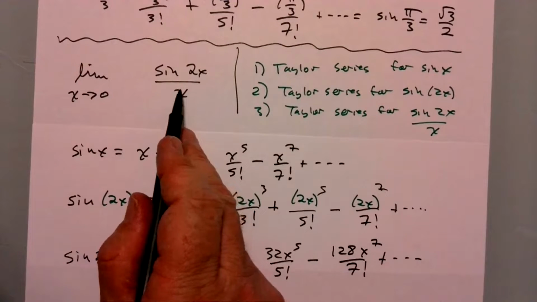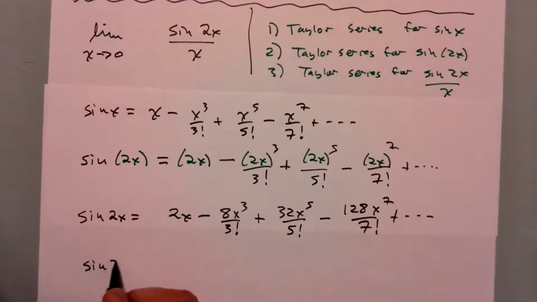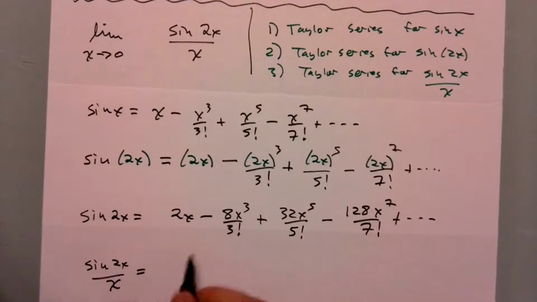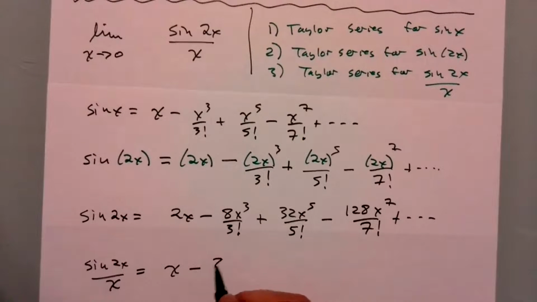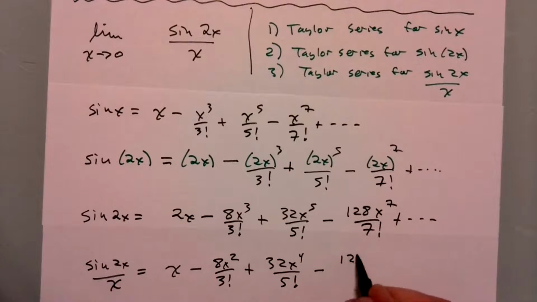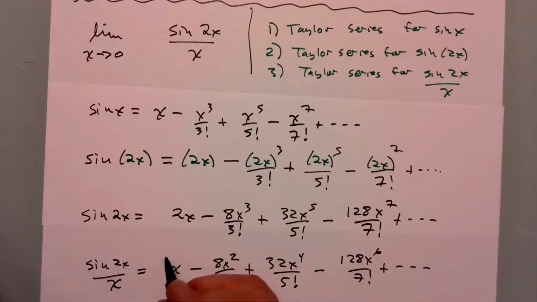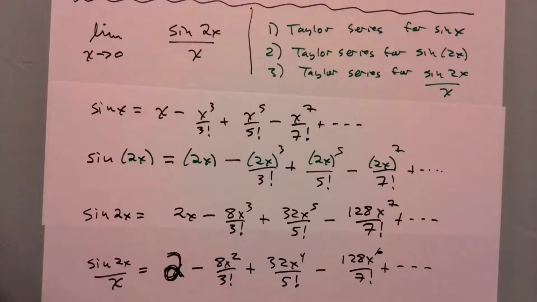And then remember, we want sine 2x over x. So we've got to divide each one of those things by x. So sine 2x divided by x, 2x divided by x is x minus 8x squared over 3 factorial plus 32x to the 4th over 5 factorial minus 128x to the 6th over 7 factorial plus dot, dot, dot. But you can see the dot, dot, dots just give me higher and higher powers of x. I made a mistake, didn't I? 2x divided by x is 2, not x. And that's kind of important, isn't it? Because that's my answer that we're looking at.